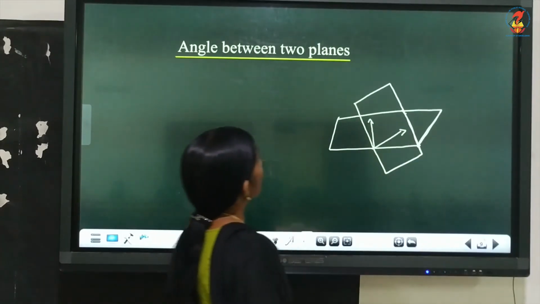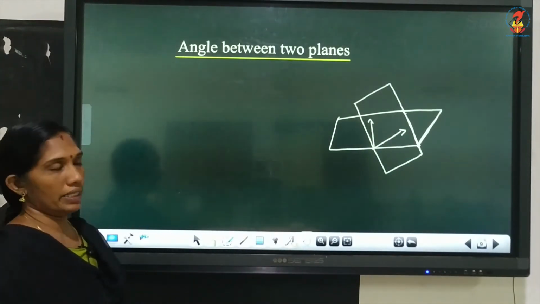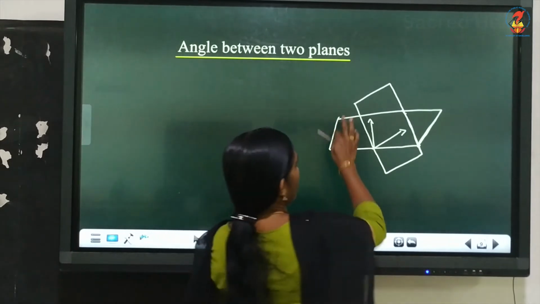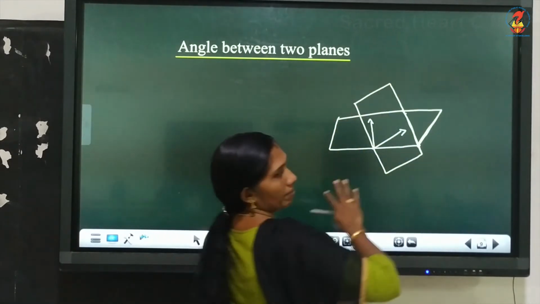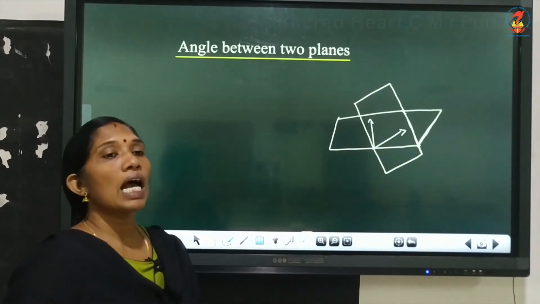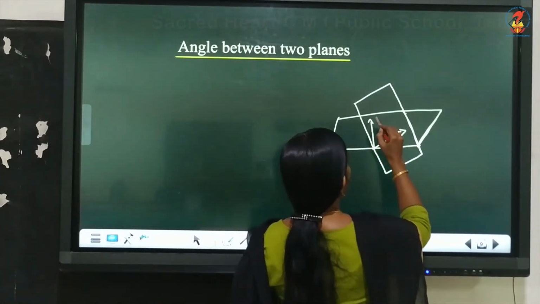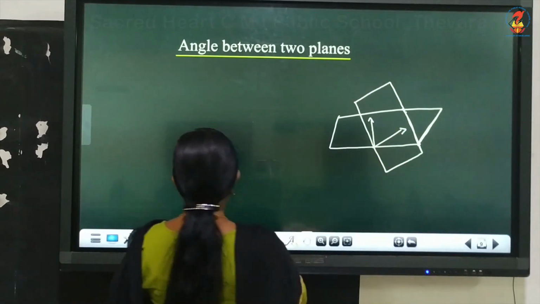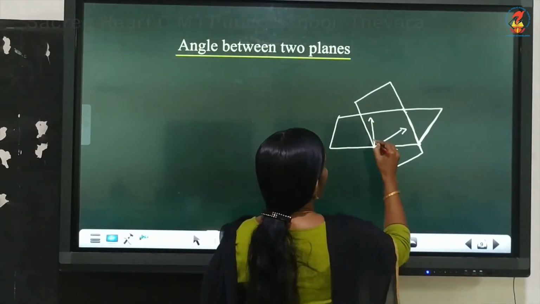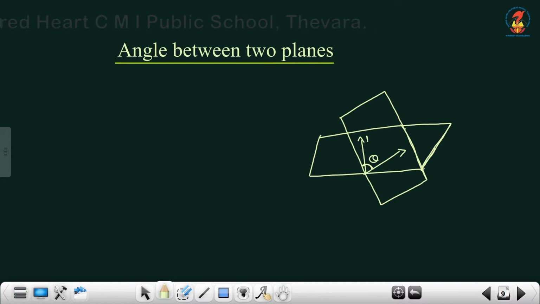Now the next one is angle between two planes. So angle between, this is one plane, this is a second plane. What is the angle between them? It is the angle between their normals. So this is the normal of the first one. Normal means the perpendicular vector, n1. So theta means between the normals, vector n1 and vector n2. Okay. So the plane, we have to consider the equation of plane.